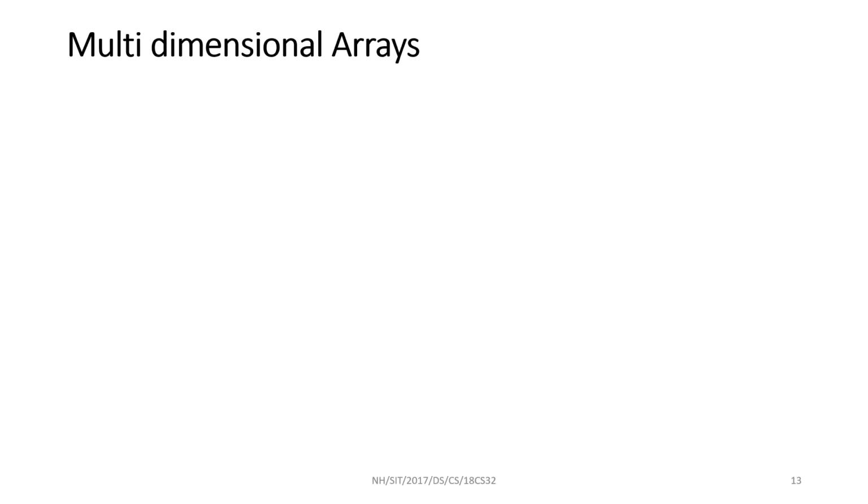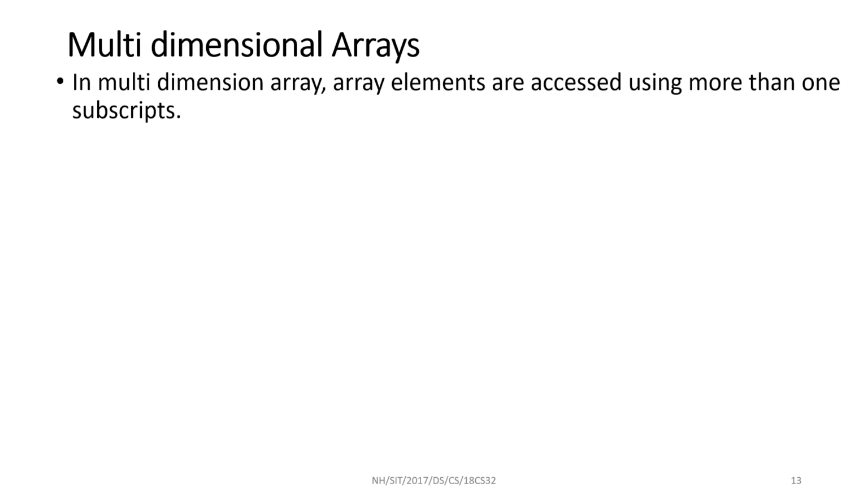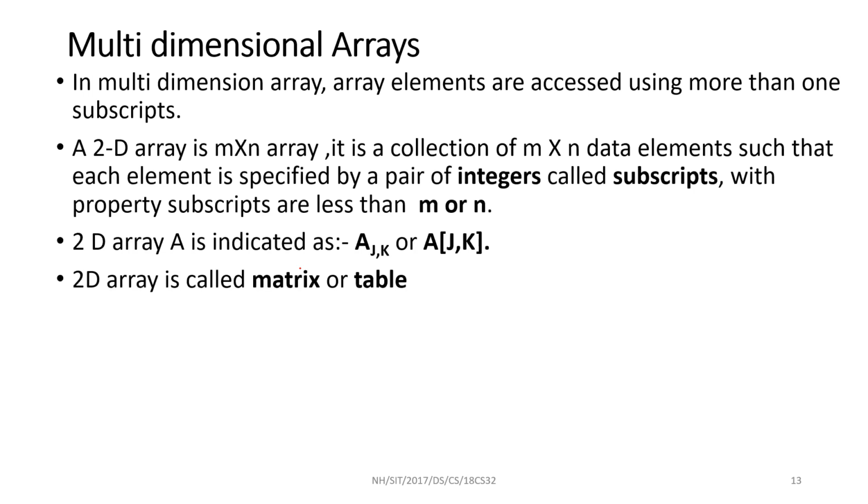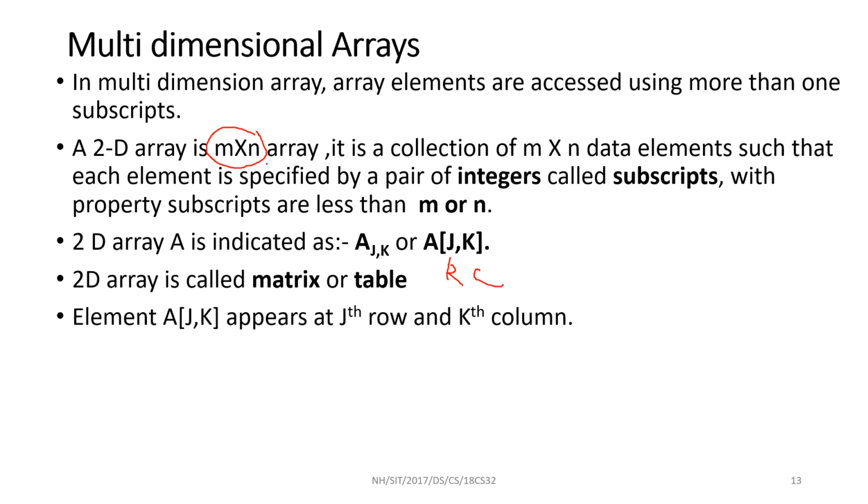The last in this is the multidimensional array. As we've seen earlier, it is like a brochure. Here, elements are referred to with two indexes, subscripts. One will refer to the row, the other one will refer to the column. This is also known as a matrix or a table. For an array named A, two subscripts are required. One will indicate the row, the other one will indicate the column. This is expressed in terms of m cross n, where m is the number of rows, n is the number of columns.